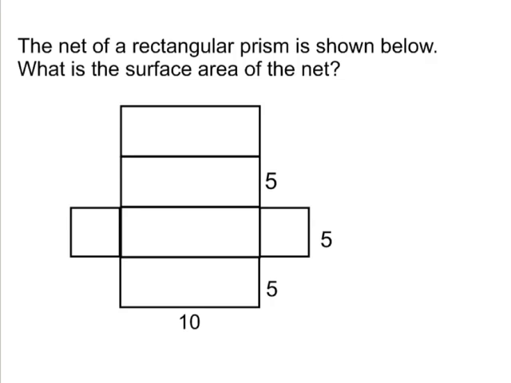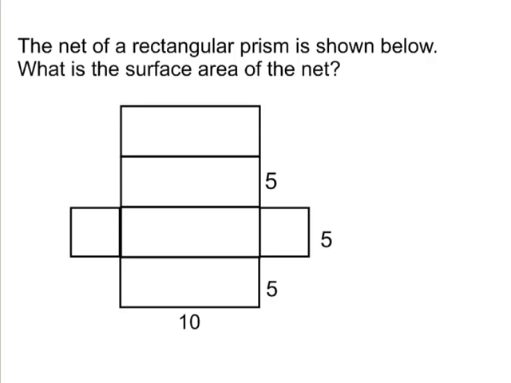This problem shows a net diagram, the net of a rectangular prism, and it wants to know what is the surface area of the net. All right, it's actually a prism that's been opened up and drawn out in all its 6 different faces, and we're going to find the surface area. So we simply can find the area of each individual face.